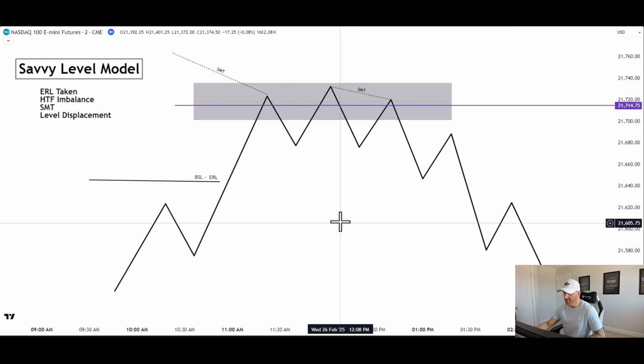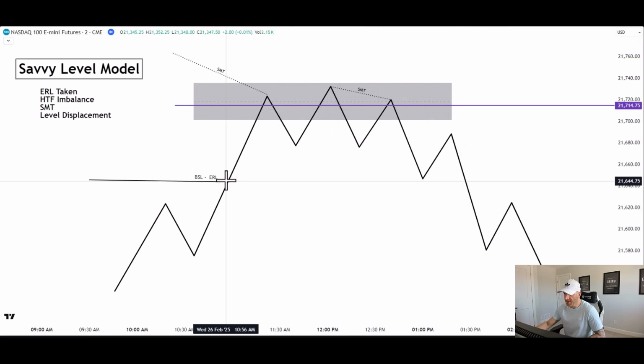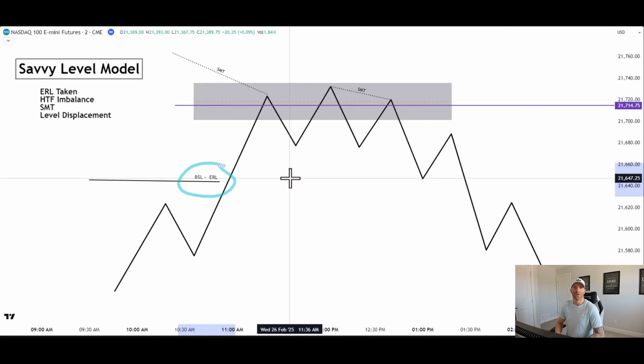For example, right here, external range liquidity would be right here. So the buy side or external range liquidity, you want to see from the 15-minute, 1 hour, 4 hour, daily. You want to see some type of ERL or external range liquidity taken. And I always look for them on the higher time frames. That's what external range liquidity is.